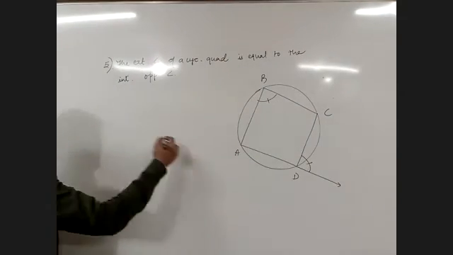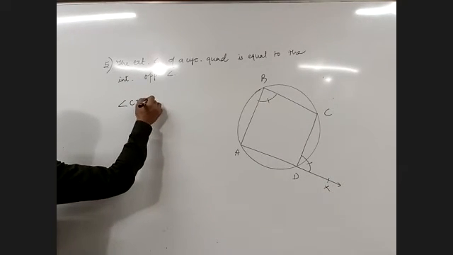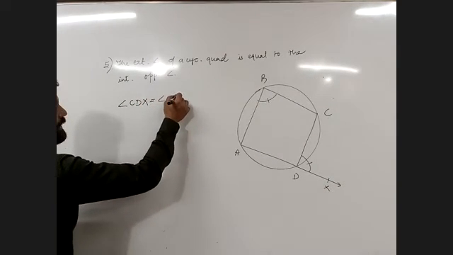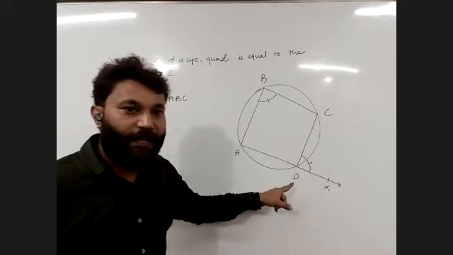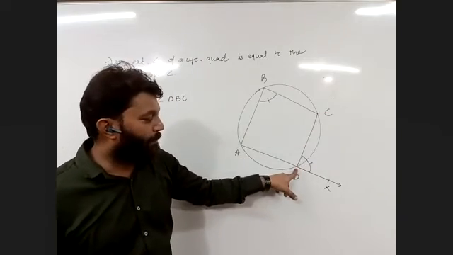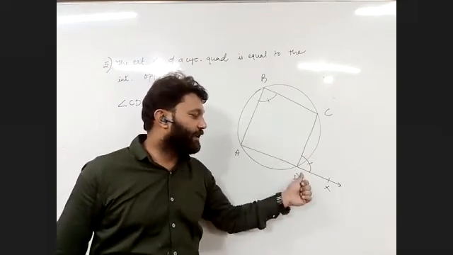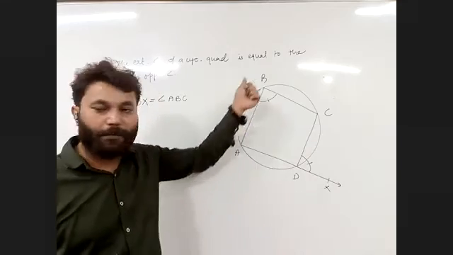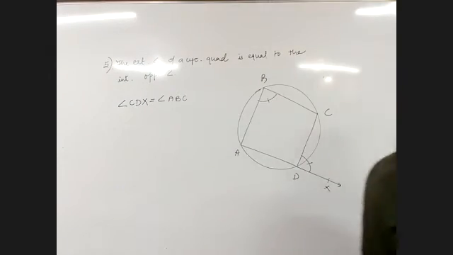So let's take this as X. Angle CDX is equal to angle ABC. Am I clear with it? Angle CDX is equal to angle ABC. So for the vertex here, you just have to look at the opposite vertex. Angle CDX is equal to angle ABC. Am I clear with that? Please wait.